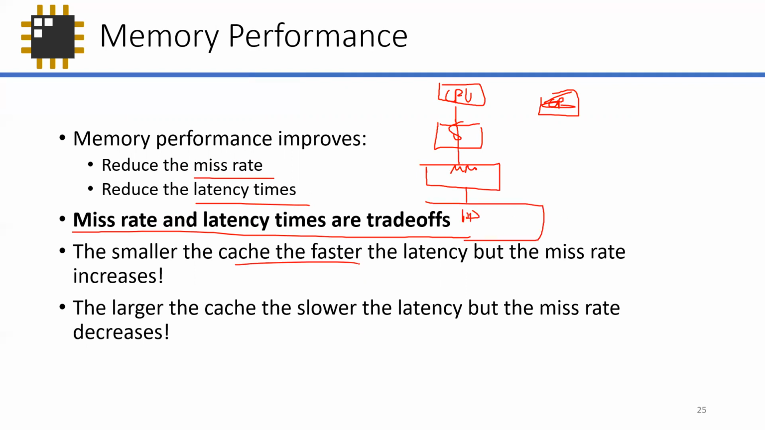The smaller the cache, the faster the latency, right? But the miss rate increases. Why? Because there's a chance that the data does not exist in the cache, so you have to access the other memory elements. But the larger the cache or the larger memory elements that you have, the slower the latency, because you have to decode so many things, but the miss rate decreases. So that's something you have to think about. It's a trade-off, miss rate and latency times.